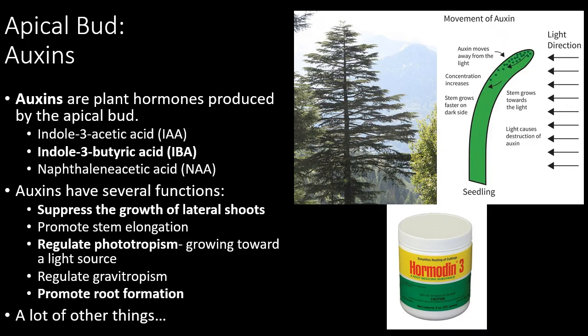To look at just a few of them, I've got a list here of things that auxins do, but I'm going to focus on just the highlighted ones. Some of the most horticulturally relevant things that auxins do is they suppress the growth of lateral shoots or the growth of those axillary buds.